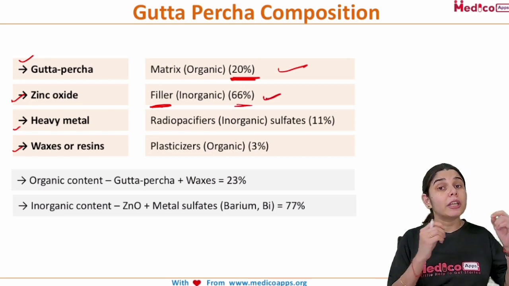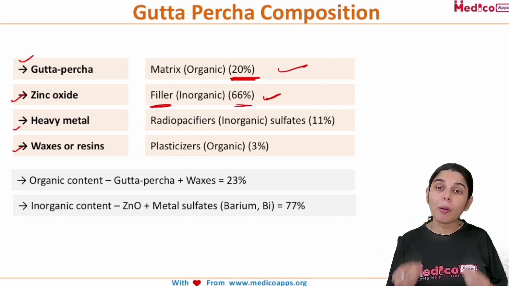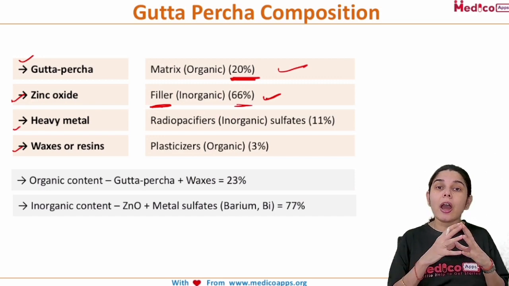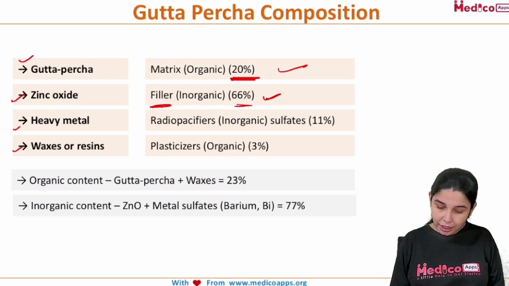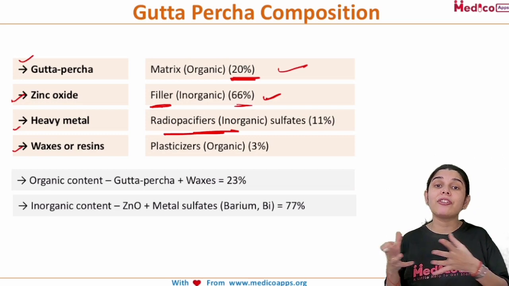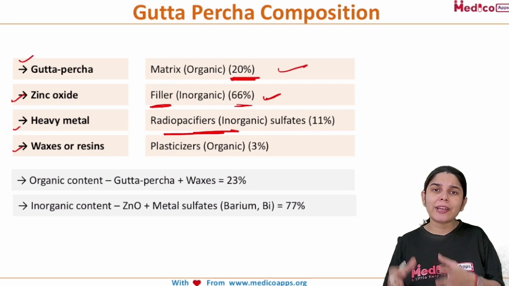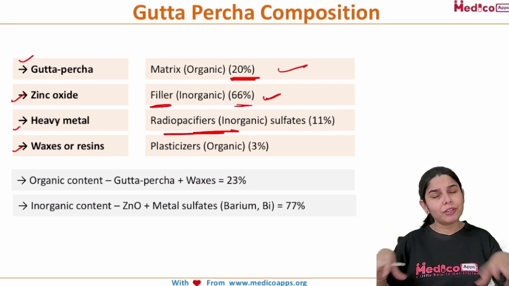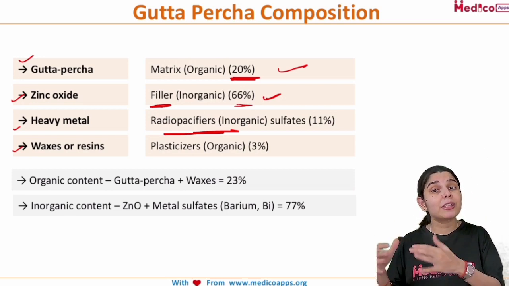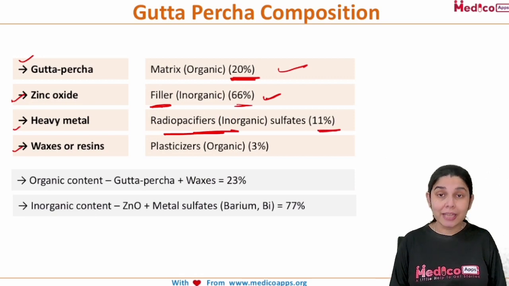Please do remember the component, its function, and also the percentage with which the particular component is present. The third one is the heavy metals. Heavy metals act as radiopacifiers, or radio opaque substances. Whenever heavy metals like barium sulfate and bismuth are added into Gutta-percha, they make the Gutta-percha radio opaque. They are present at 11%.